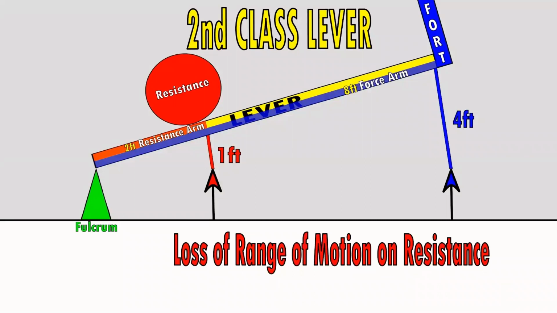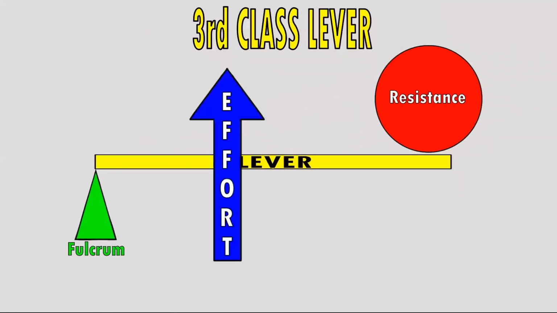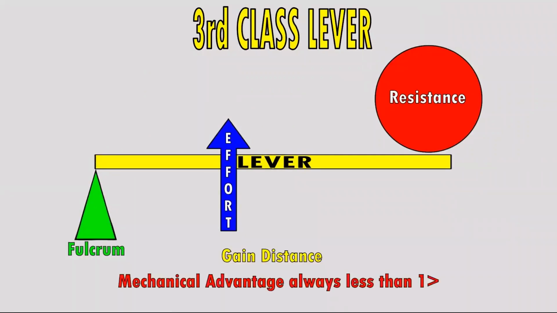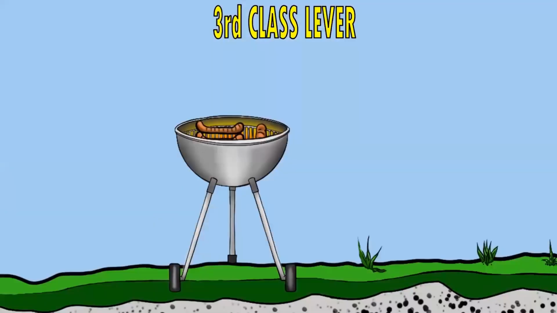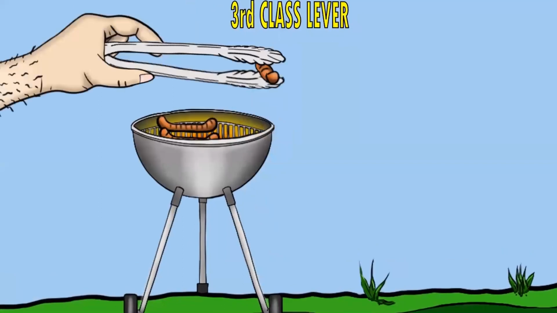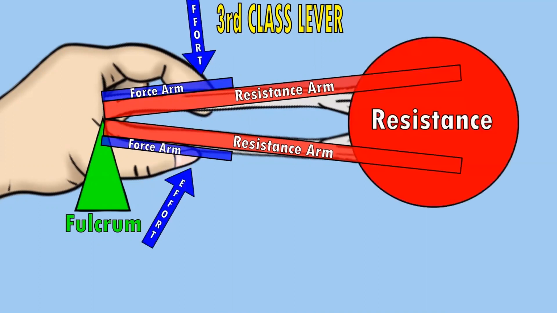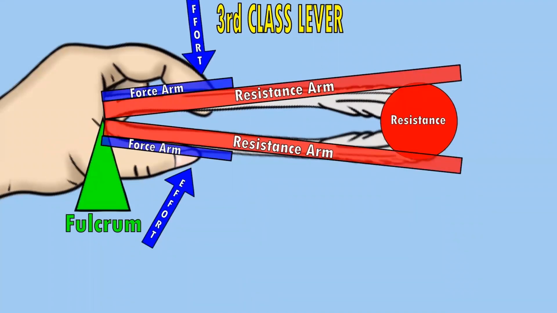Now on to the final lever, the third class lever. Effort is located in the middle of the resistance and the fulcrum. The function of this lever is to gain distance, with the mechanical advantage always being less than 1. The common real-world item that you'd be using every day, depending on your appetite, would be the hot dog tongs. With the force arm being shorter than the resistance arm, the fulcrum would be where the tongs are connected. The effort is applied to the center of the tongs, with the hot dog being the resistance. The third class lever is actually the most commonly used lever in the human body.